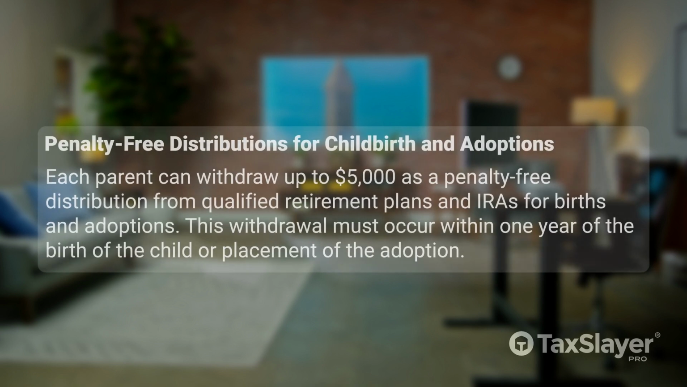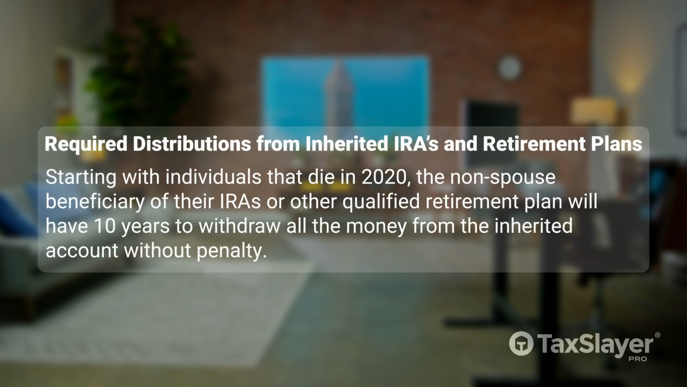Each parent can withdraw up to $5,000 as a penalty-free distribution from qualified retirement plans and IRAs for births and adoptions. This withdrawal must occur within 1 year of the birth of the child or placement of the adoption. Starting with individuals that passed away in 2020, the non-spouse beneficiary of their IRAs or other qualified retirement plan will have 10 years to withdraw all the money from the inherited account without penalty.